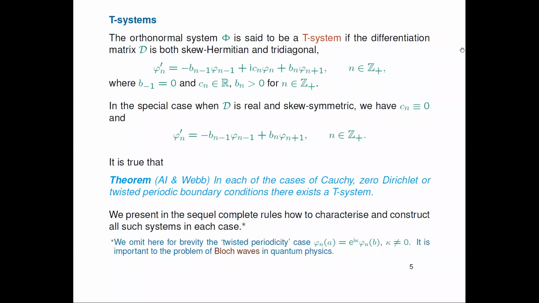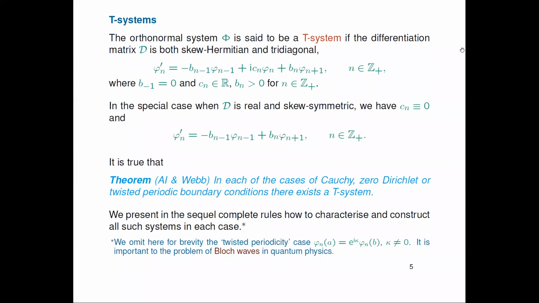Now, remember we have the differentiation matrix, and now I want to impose another condition on it, which, once we are thinking about computations, is very natural. I want the differentiation matrix to be tridiagonal, because then it is easy to manipulate it. If you need to solve a linear system with such a matrix, or to evaluate the exponential of such a matrix and so on, it is cheap.